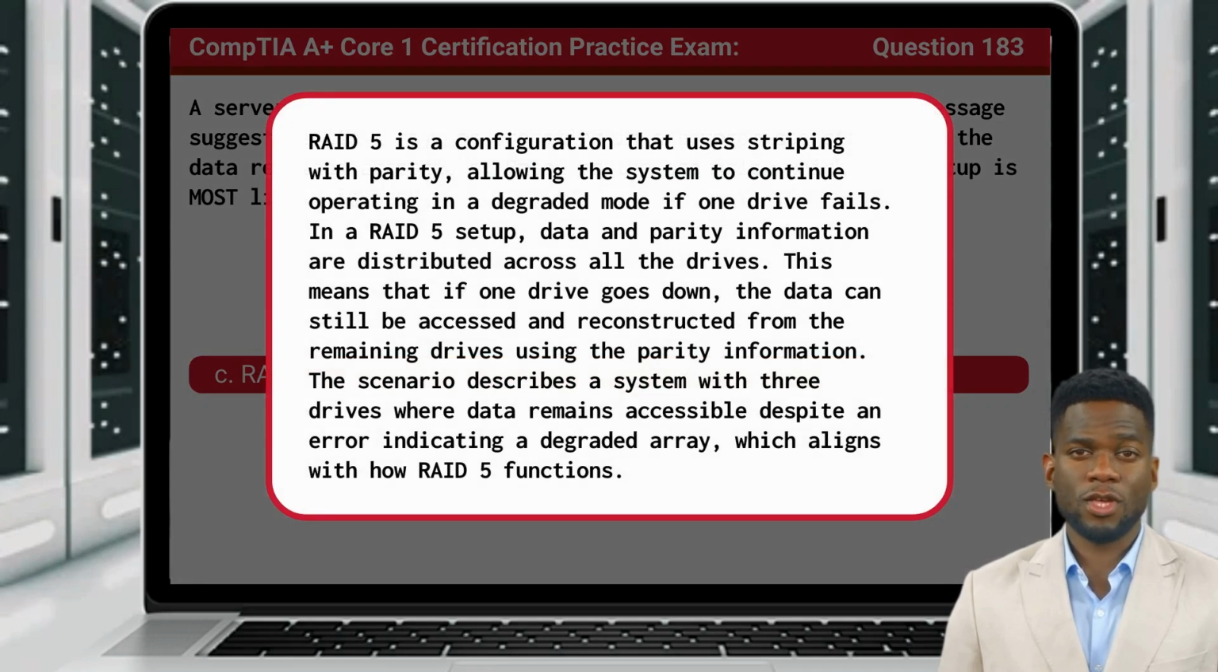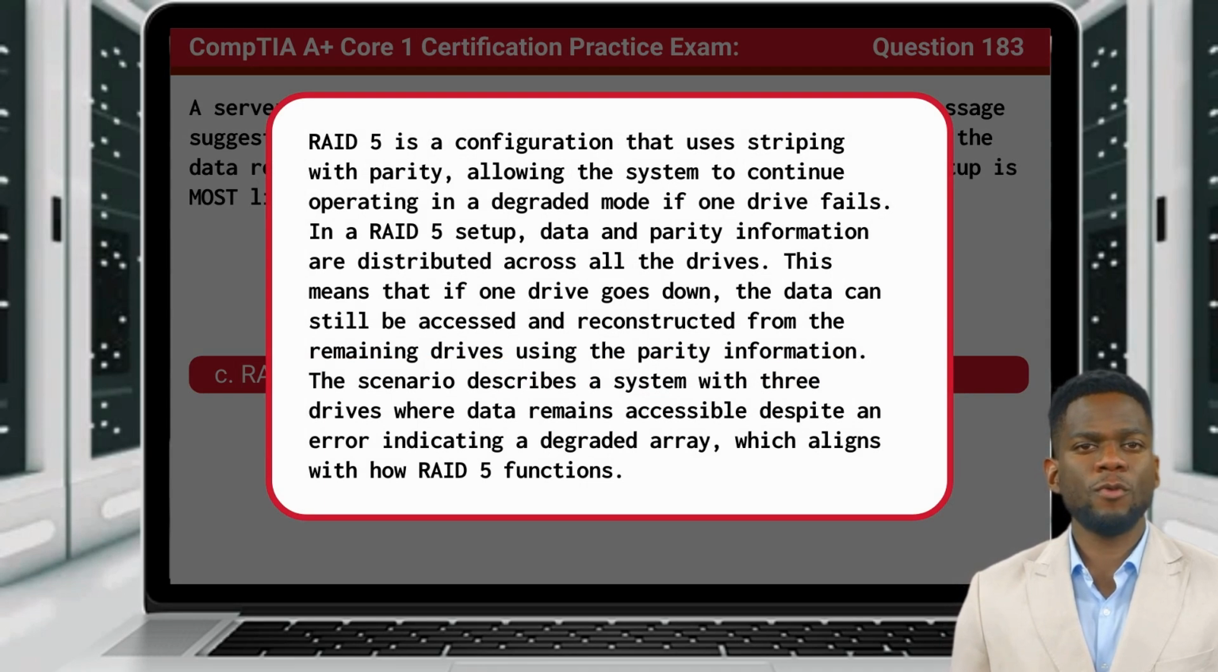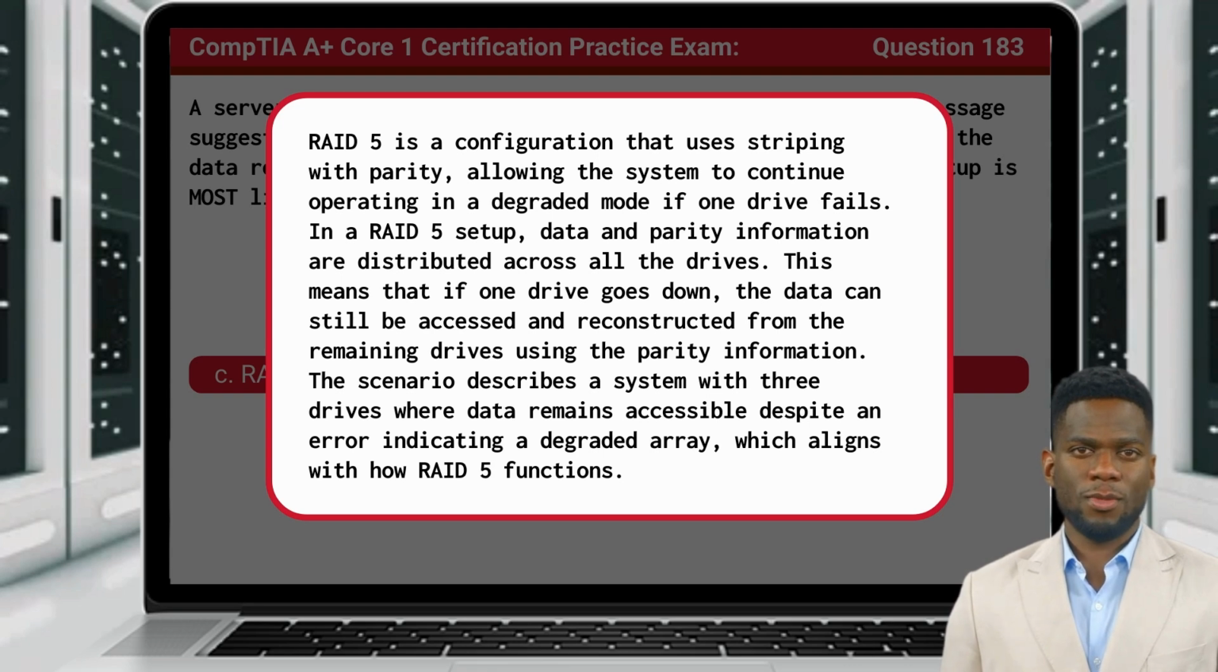RAID 5 is a configuration that uses striping with parity, allowing the system to continue operating in a degraded mode if one drive fails. In a RAID 5 setup, data and parity information are distributed across all the drives. This means that if one drive goes down, the data can still be accessed and reconstructed from the remaining drives using the parity information. The scenario describes a system with 3 drives where data remains accessible despite an error indicating a degraded array, which aligns with how RAID 5 functions.